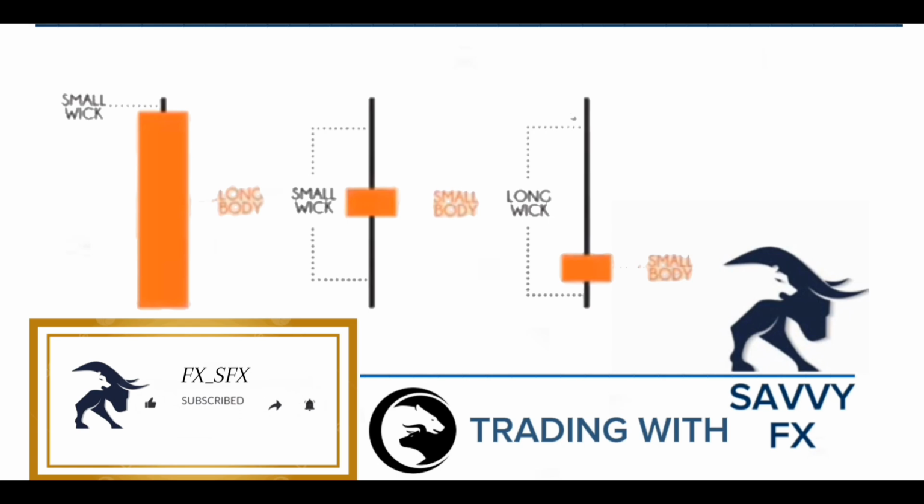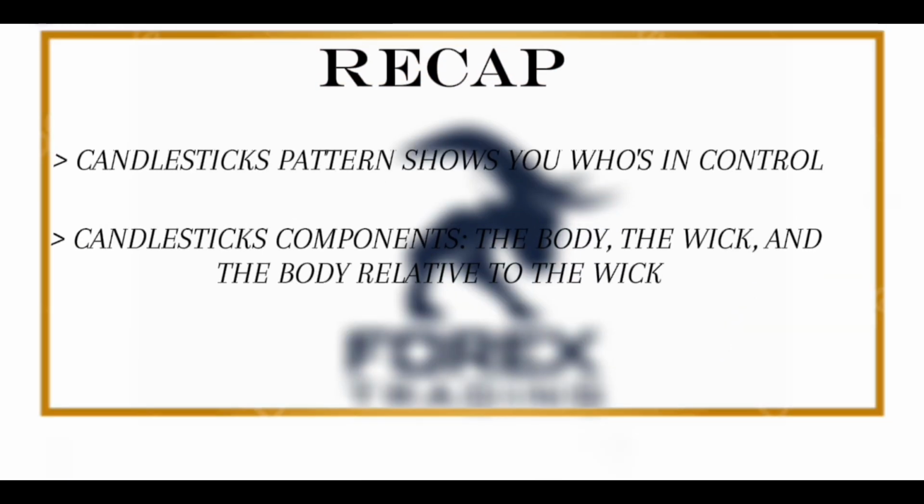Now let's do a quick recap. A candlestick chart shows you who's in control. Pay attention to the body, the wick, and the body relative to the wick, because higher wicks show signs of price rejection. It is very important to keep a close watch on these components when reading a candlestick chart. For example, if you have a bullish close but with a long wick, it's still a sign of price rejection.